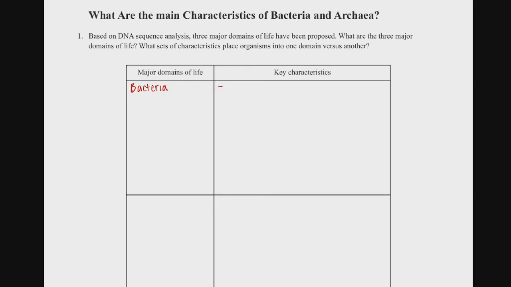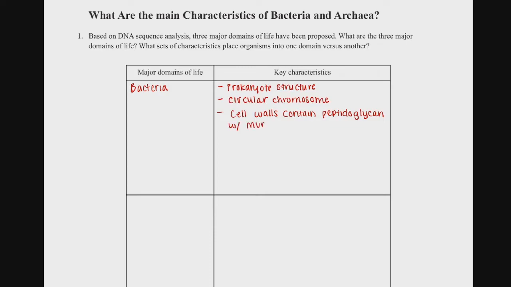And one of the key characteristics is its prokaryote structure, and this is similar to archaea as well. Most bacteria have a circular chromosome. Their cell walls contain peptidoglycan and muramic acid. And just to clarify what muramic acid is, it occurs naturally as the N-acetylmuramic acid in peptidoglycan. So that's just within the structure.